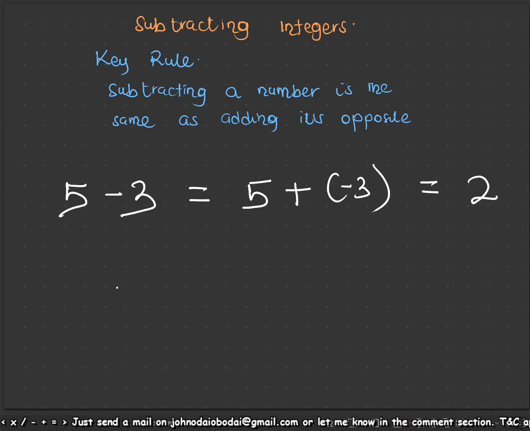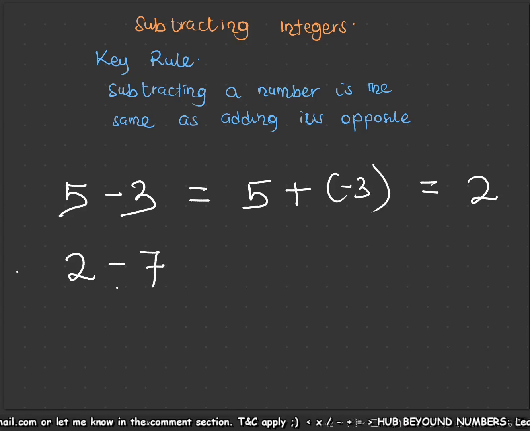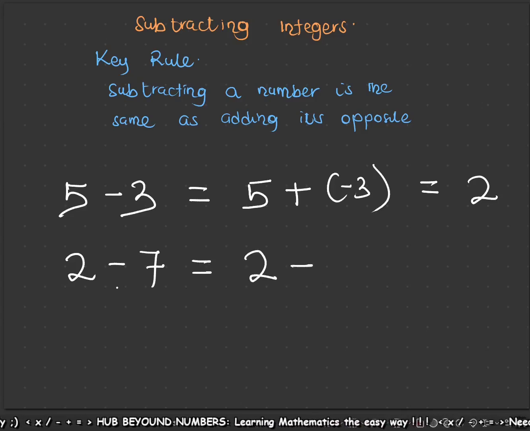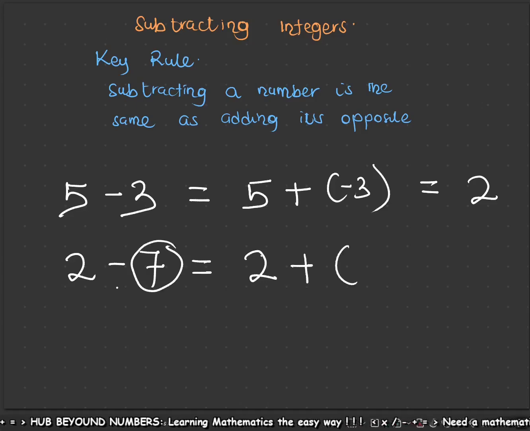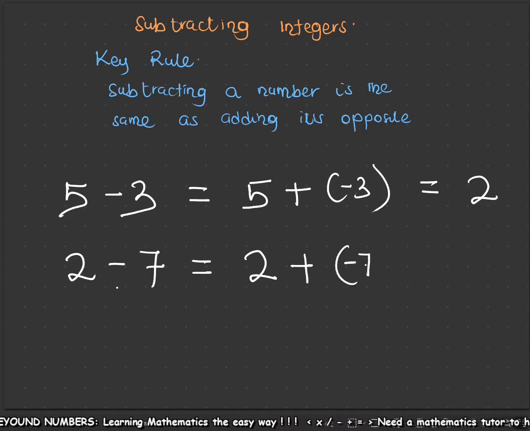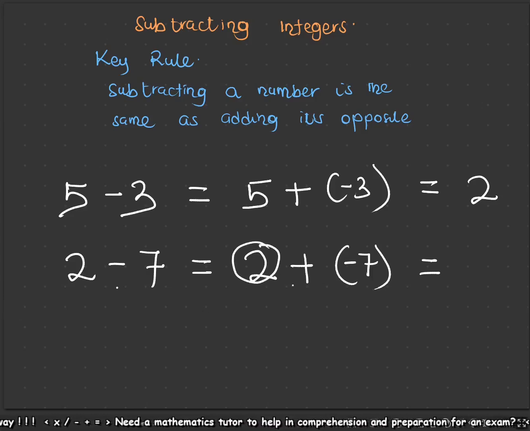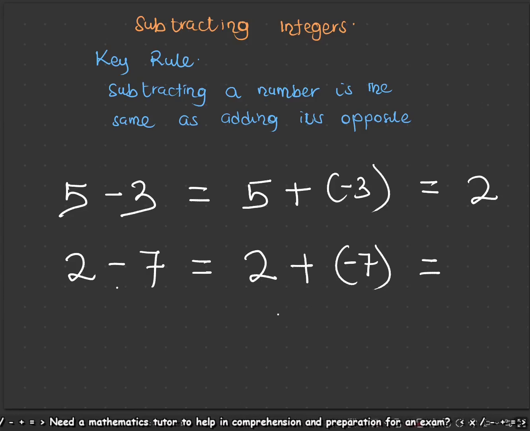This first example, I said earlier on, is obvious. We already know how to do this. But take this second example. 2 minus 7. All it says is let's keep the first integer, add it to the opposite of the second integer. So that is minus 7. And we know the rules concerning addition of integers of different signs. So all it says is let's take the small one from the big one. So that is 7 minus 2.